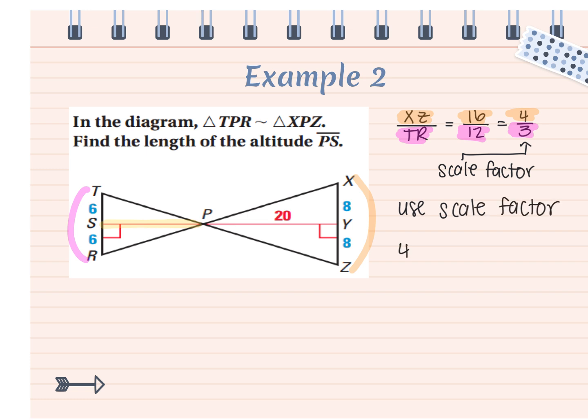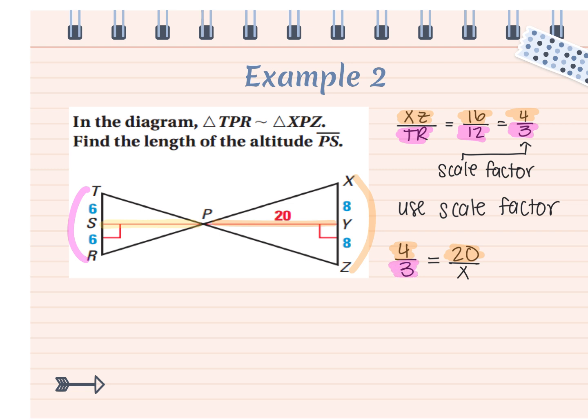And I'm going to take that 4 over 3 and I'm setting it equal to, again, I'm taking this orange side. I'm going to have 20, because I took it from this measurement over. I don't know what my altitude is.